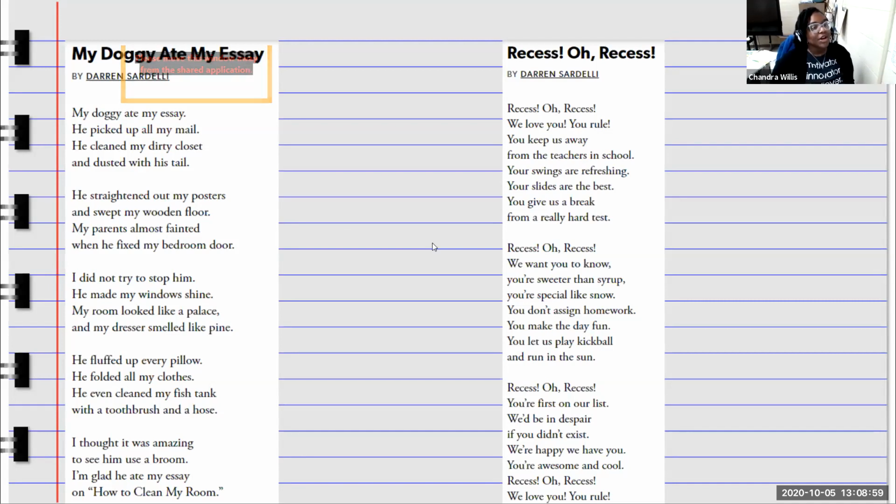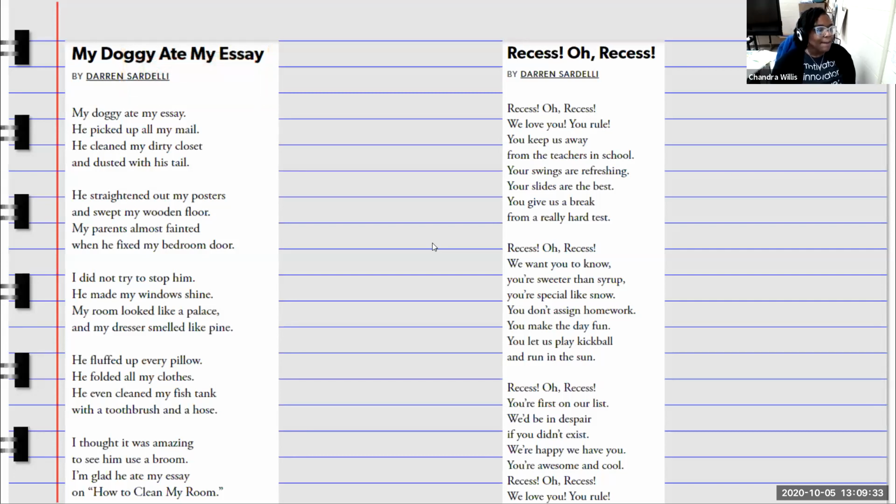It says, my doggy ate my essay. He picked up all my mail. He cleaned my dirty closet. He dusted with his tail. He straightened out my posters. He swept my wooden floor. My parents almost fainted when he fixed my bedroom door. I did not try to stop him. He made my windows shine. My room looked like a palace, and my dresser smelled like pine.